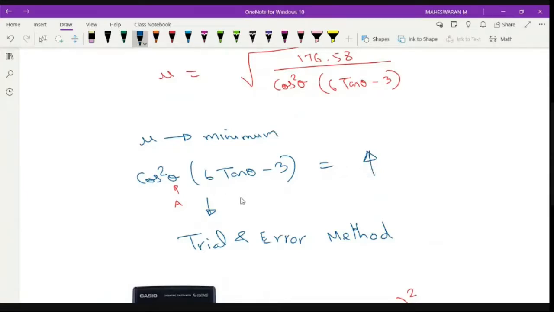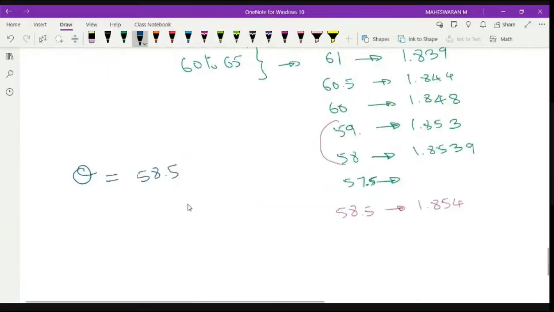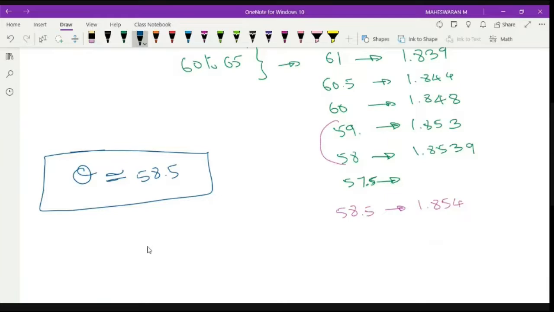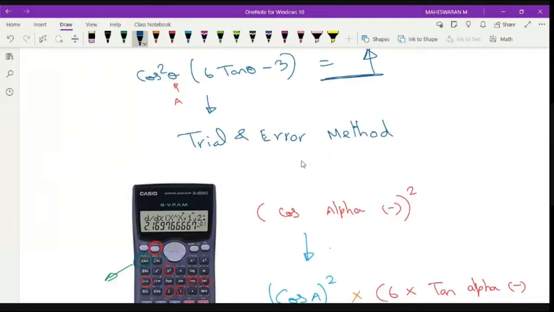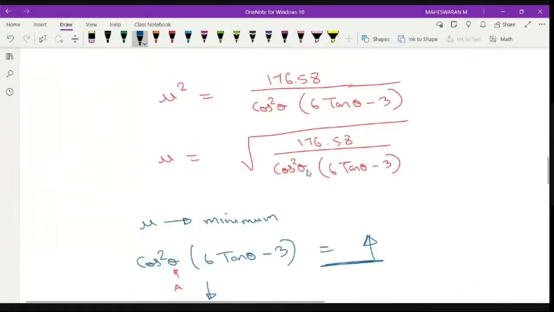So now we conclude something. So we identified our theta value, right? Theta value is around 58.5 approximately, so no need to worry about it. You have to show some trial and error method and it will be nearer to this, in order to achieve minimum u, because this entire term is in the denominator. So only if your denominator has a higher value, you will get minimum u. Your u will be minimum.